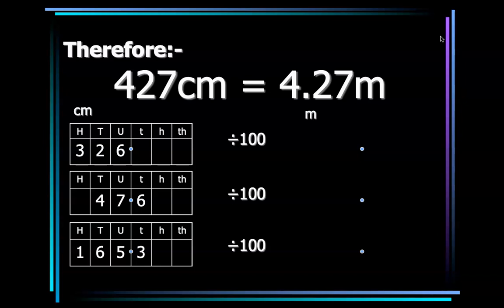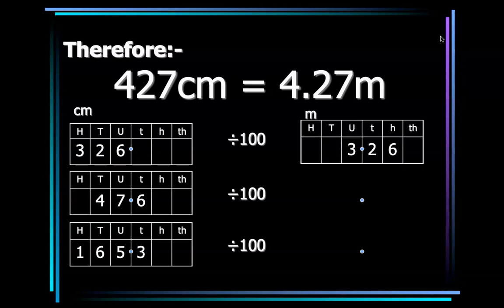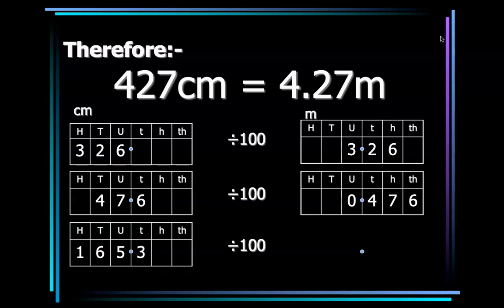I'll give you a couple seconds to work through those, and let's see if you can get the correct answer. 326 centimeters, I need to divide that by 100, and you would have been quite correct if you had said 3.26. There you can see the 6 moves 2 places from the units to the hundredths, the 2 moves 2 places from the tens to the tenths, and the 3 moves 2 places from the hundreds to the units. 47.6 centimeters, you would have been correct in saying 0.476 meters.